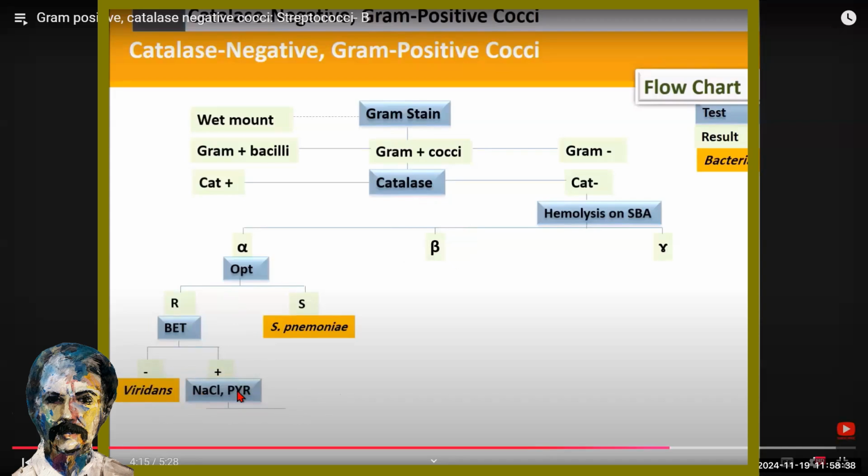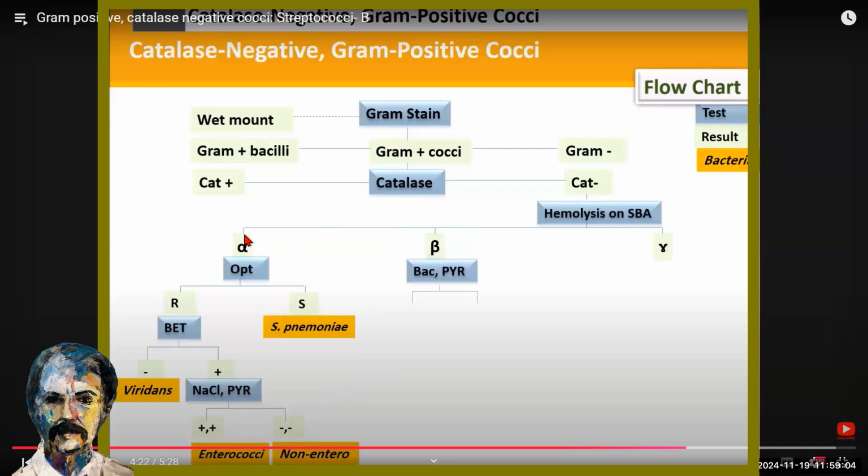Pyr test, we have a lab on this. If you like, you can do just one of them. If any of them is positive, this or this, then it's enterococci. If it's negative, Pyr negative, let's say, it's non-enterococci. Then this is alpha, green discoloration.